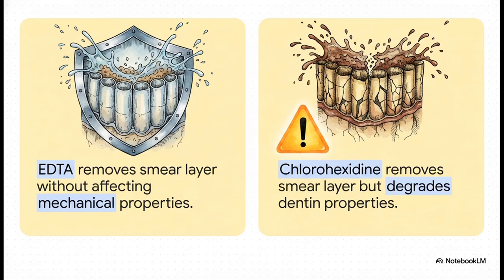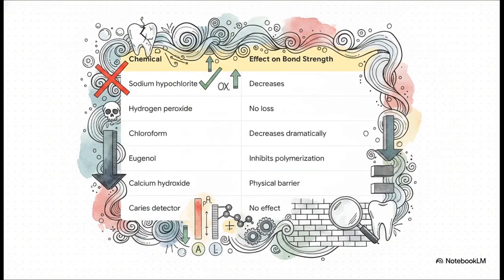Both are used and both actually remove the smear layer. But here is the classic trap they set for students. EDTA removes the smear layer and does not affect the mechanical properties of the dentin. Chlorhexidine, on the other hand, removes the smear layer, but it actually degrades the dentin's mechanical properties. If an exam asks which one compromises mechanical integrity while stripping that smear layer, your answer, without a doubt, is chlorhexidine.